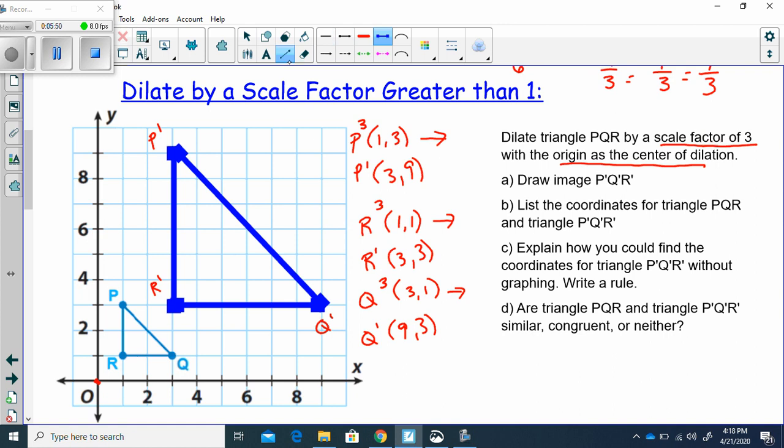But what about the angles? Let's look at the angles. I want to make sure you notice this. The angles are not going to change.